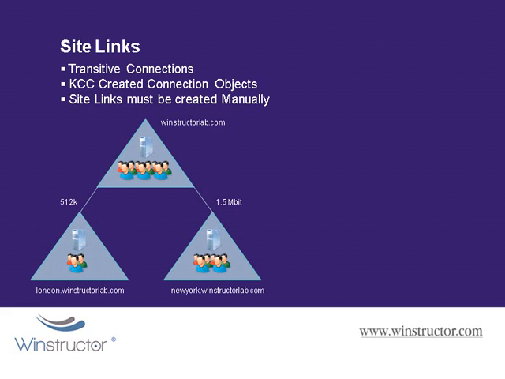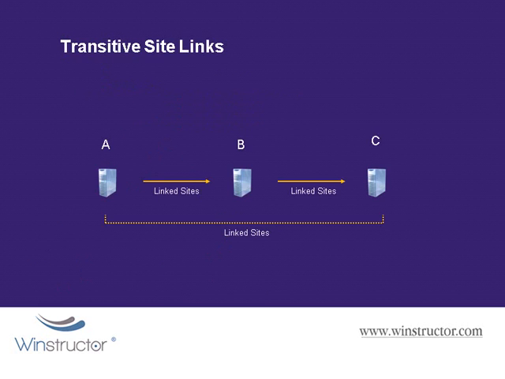Once these site links have been created, the KCC will automatically generate the replication topology by creating the connection objects it needs. These site links must be created manually, and they're used by the KCC to determine replication paths between the 2 sites. Connection objects, on the other hand, are automatically created by the KCC, and they perform the function of connecting domain controllers, although you can create these manually if you wish.